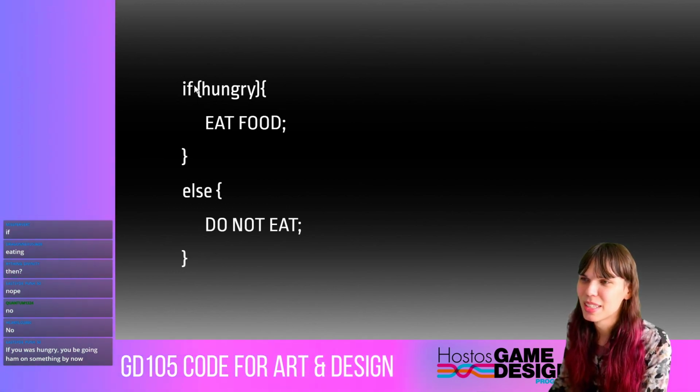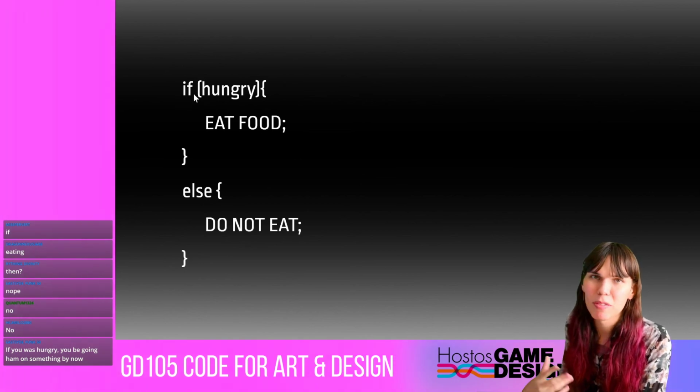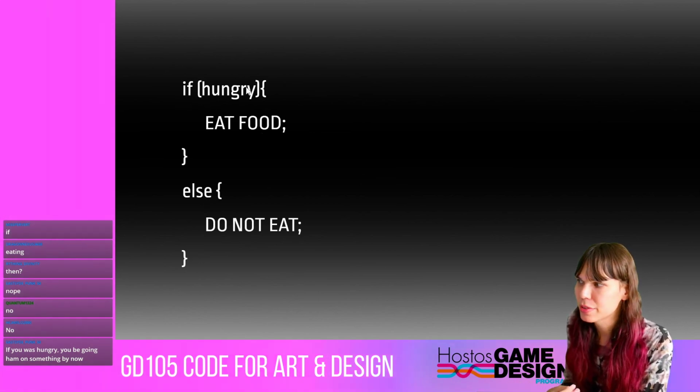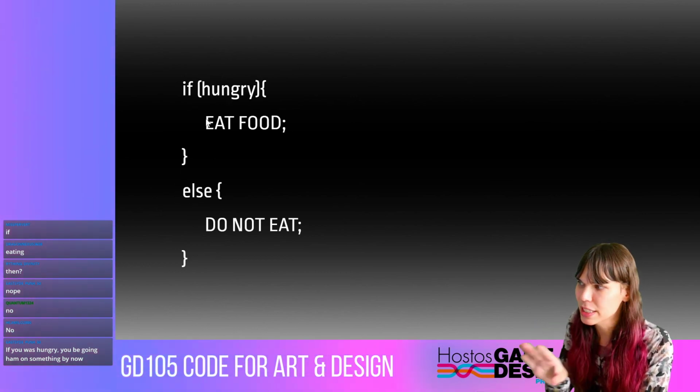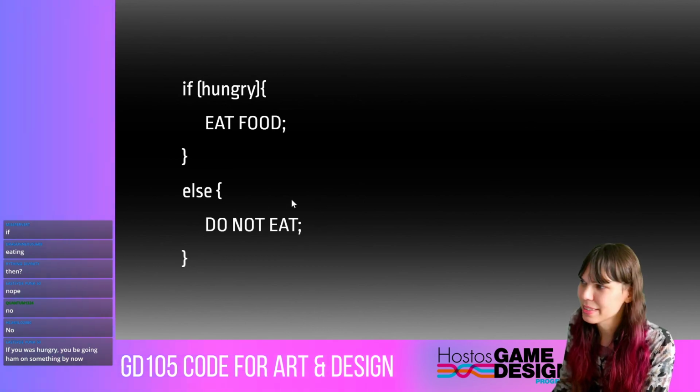And this is not actual code inside of here, but we have whatever will happen if that condition is true. And then you have else. So this is the thing that happens if the condition that's in the parentheses is false. So if it's not true, then we will not eat.